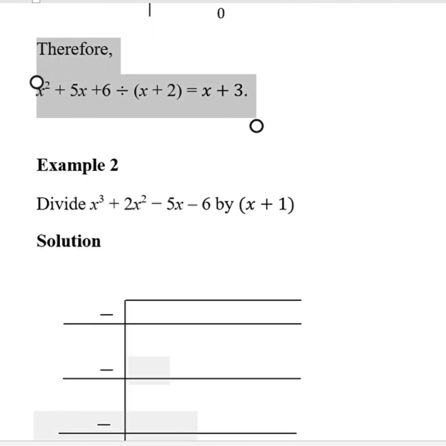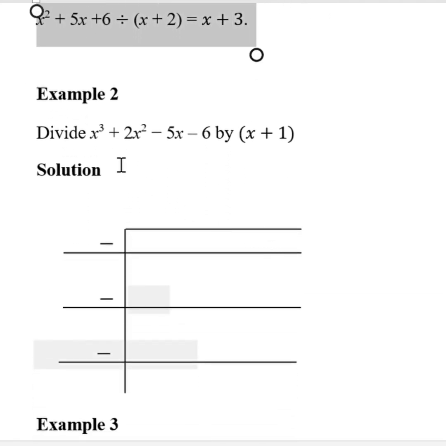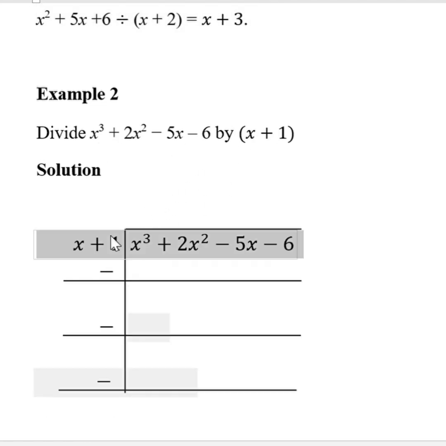Another example, we are dividing x cubed plus 2x squared minus 5x minus 6 by x plus 1. Take this dividend inside here, bring the divisor out. Consider the first term as usual, x cubed divided by x gives you x squared. Write it here.